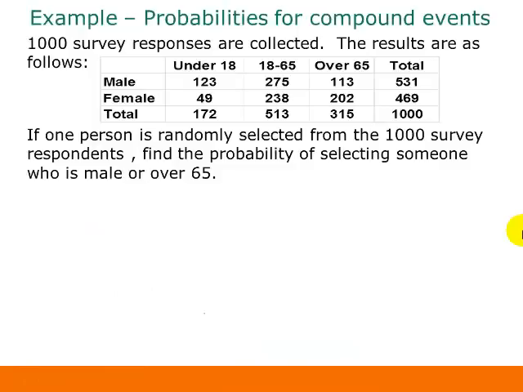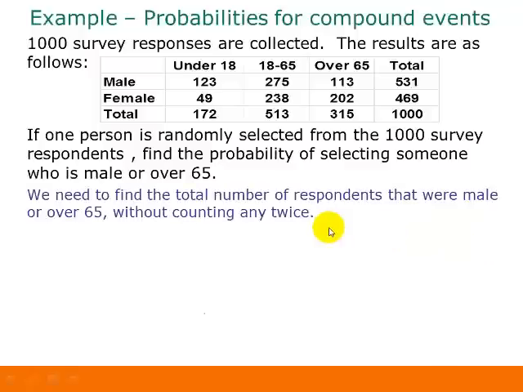Here's an example. 1,000 survey responses are collected. The results are, as you see in this table. So we have gender, and then we have 3 different age groups. So if one person is randomly selected from the 1,000 survey respondents, find the probability of selecting someone who is male or over 65.